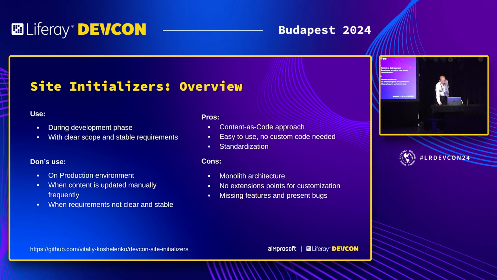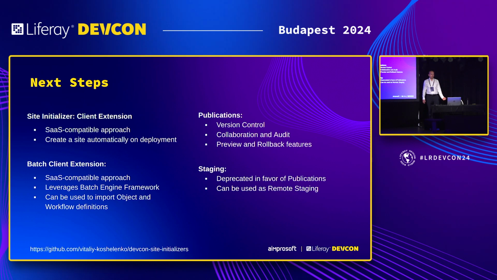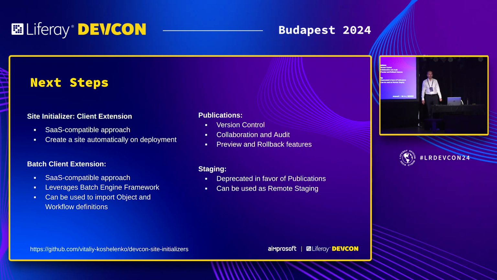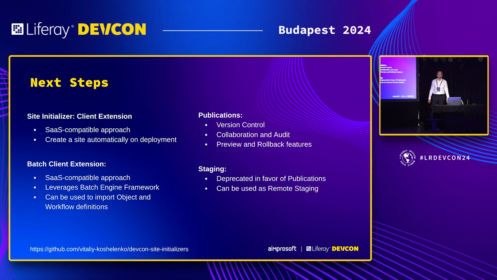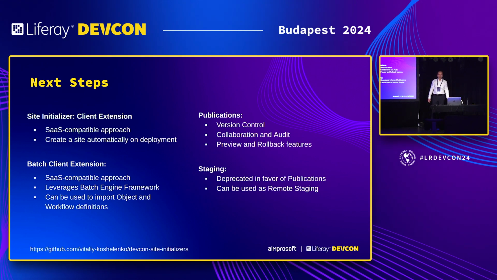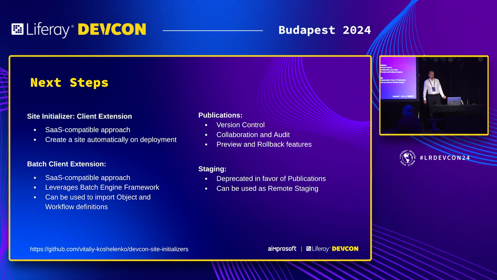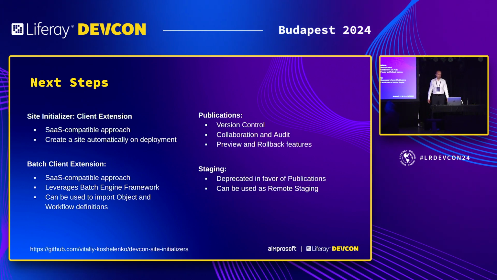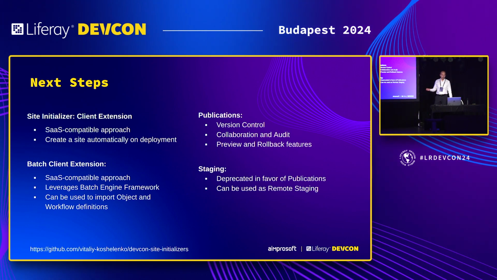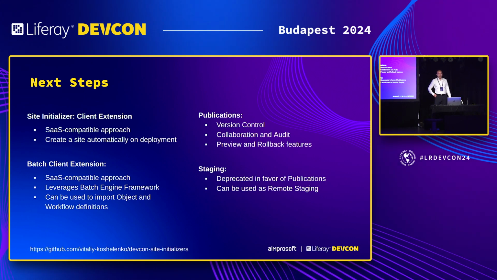And what next? Next steps. One of the next steps is client extension site initializer. I already showed it to you in action, but you can check it in more detail. Also, you can check batch client extension, which is a more generic set of client extensions based on the batch engine framework. If you want to enable version control for content in your environment, you can use publications. And if you need to promote your content to remote environments, you can use staging as well.